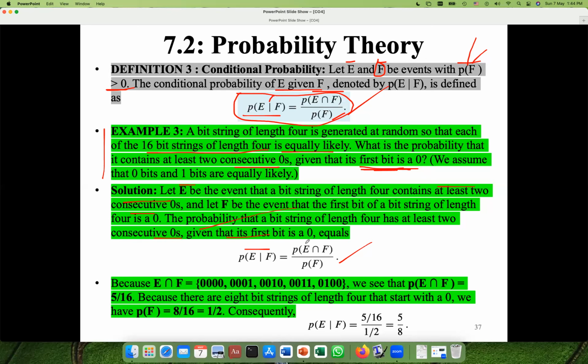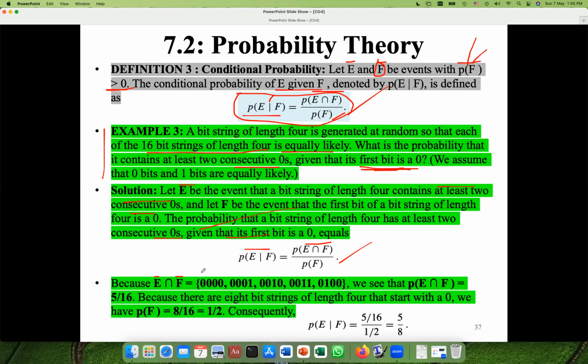But I don't have this E intersection F. So that is first you have to calculate. What is E? Two consecutive zeros. And what is F? First bit is 0. You can write all those 8 bits and then you can understand. So E intersection F, you have to take these both conditions together.